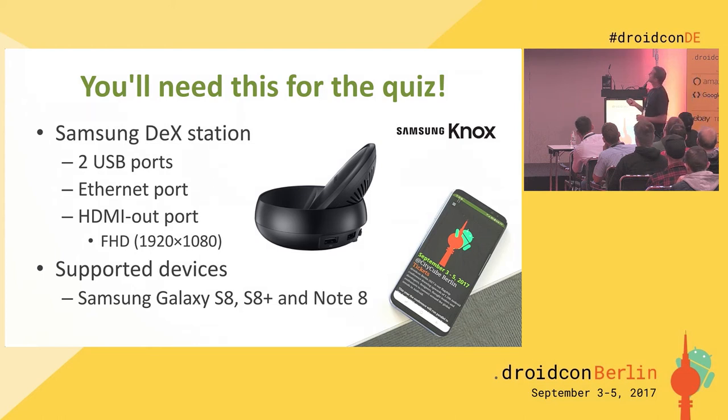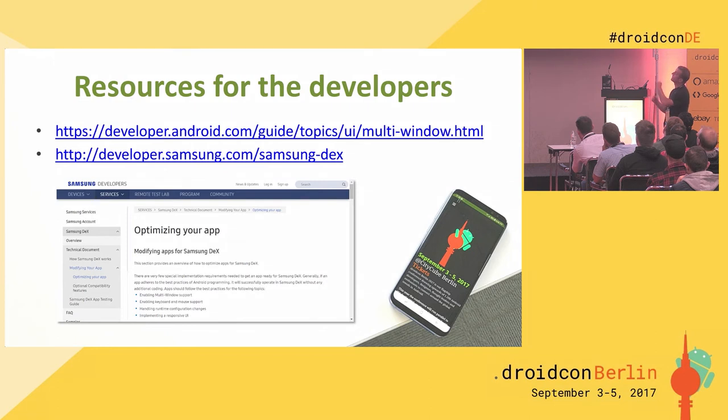And that's it. I think one more slide. So where to look for resources? Well, your first resource is to go to developer.android.com and look at how to build multi-window apps. That's pretty much all you need to know.